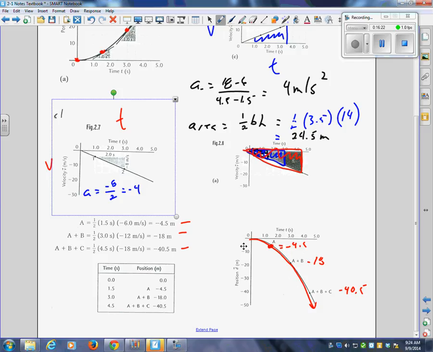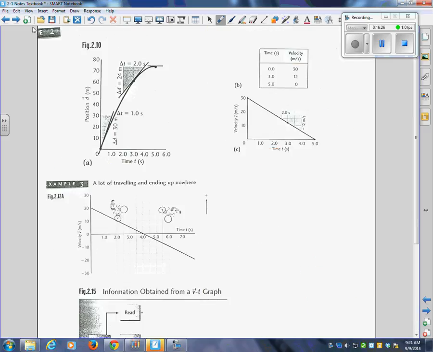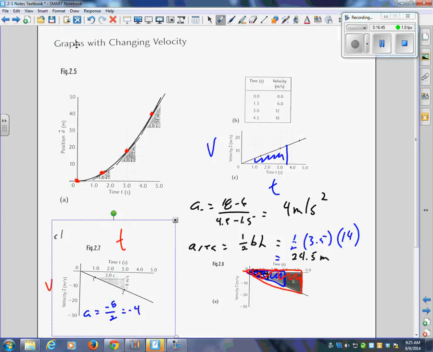Let's look at example number 2. When velocity and acceleration have different signs. Immediately you should recognize what is happening to this object when velocity and acceleration have different signs. What does that mean? Do you know? Let me go back one then, just to confirm.